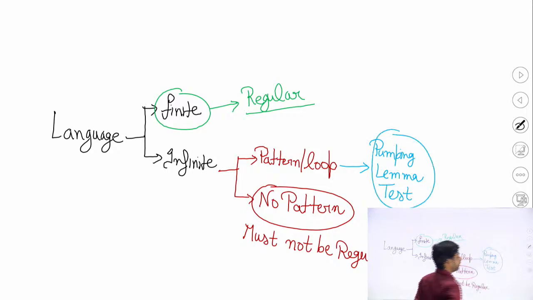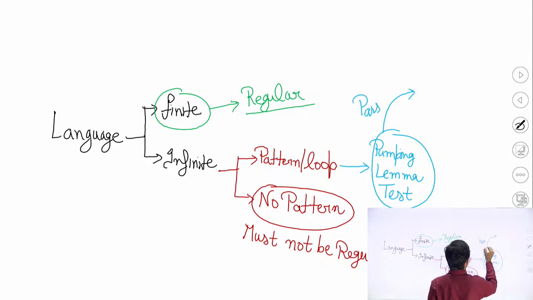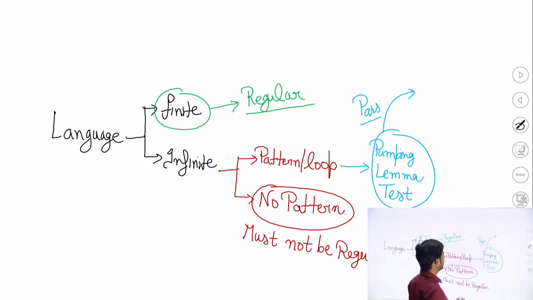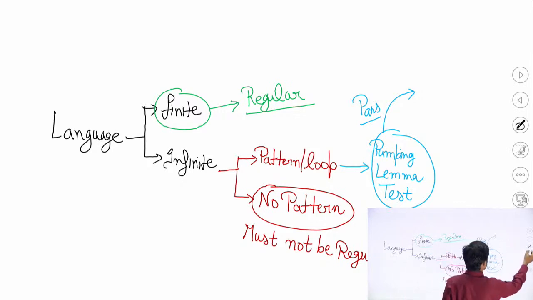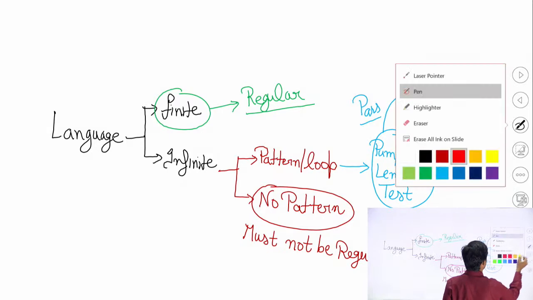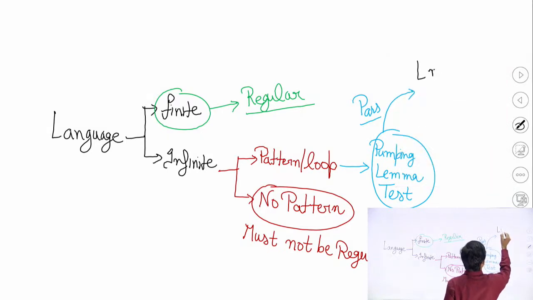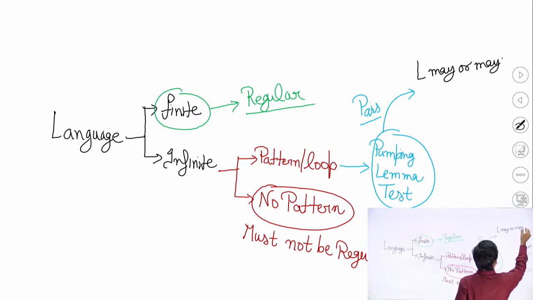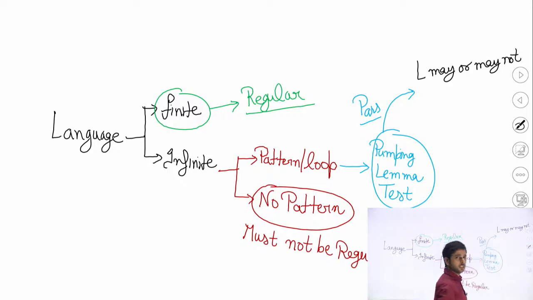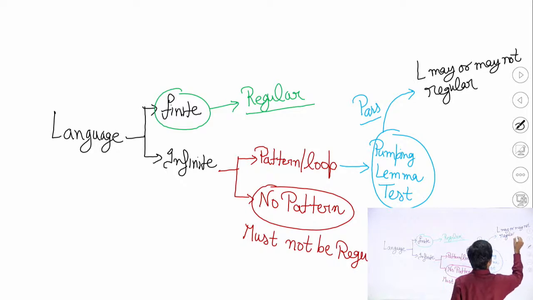Basically, the pumping lemma test is a negativity test. It means if the pumping lemma test passes, then we can't say whether my language is regular or not. The language may or may not be regular. We can't say. It is possible that it may be regular or it may not be regular, or you can say CFL.